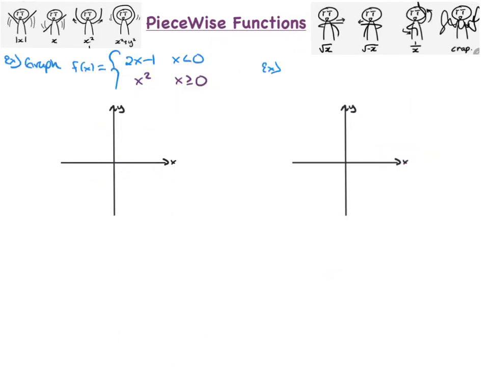So for the first one, let's graph two functions. Y equals 2x minus 1 when x is less than 0, and y equals x squared when x is greater than 0. Okay, so let's see. Y equals 2x minus 1. So that is a line. It starts at -1 and goes up 2 and over 1. So I'll just graph that. It starts at -1, goes up 2 over 1.